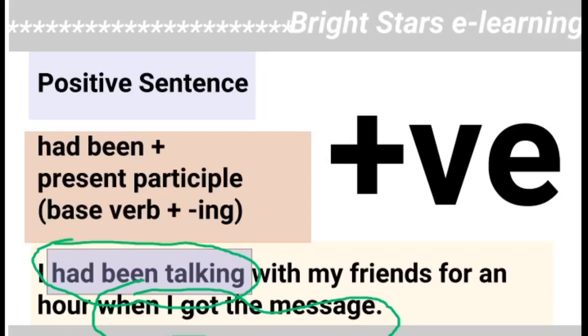So this kind of one indicative time would be a past indicative time. Before that, something had been happening, that is shown in the positive sentence. But negative and interrogative forms we don't use here. This is a positive sentence. Let us see the negative sentence also.